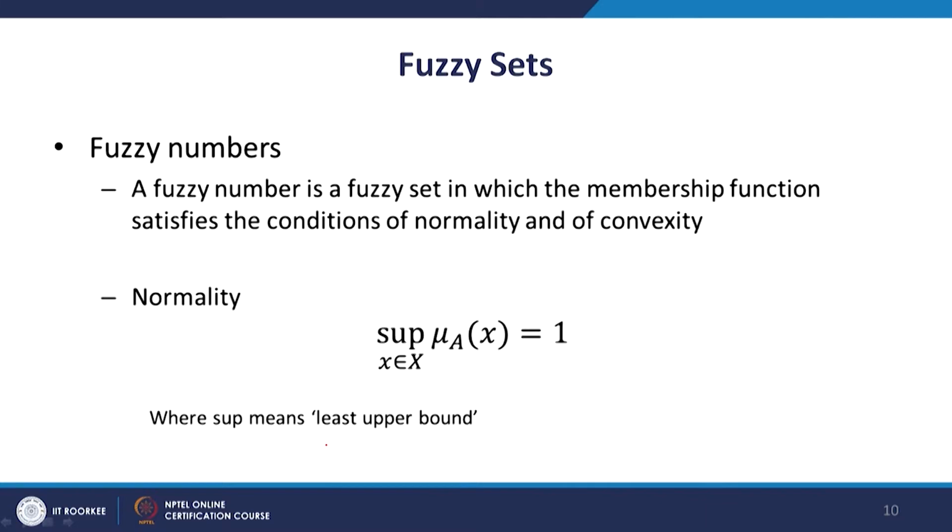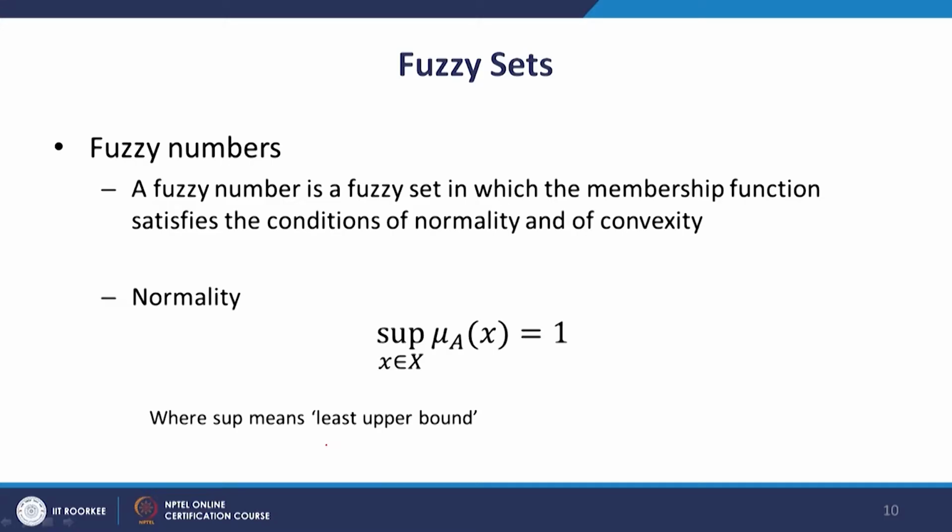So, this should be 1. It also indicates that at least one element should have the complete membership scenario. This is what we are referring to as normality. If this is not the case, if the value is not 1, then this fuzzy set is not normal, and therefore, it cannot be defined as a fuzzy number. So, this value should be 1.